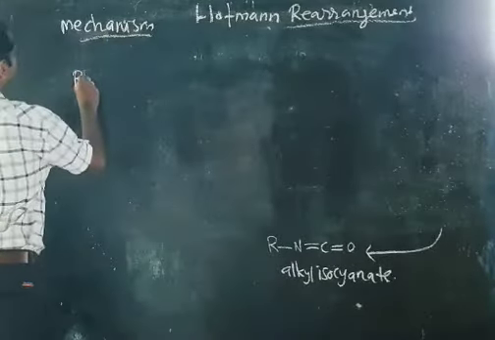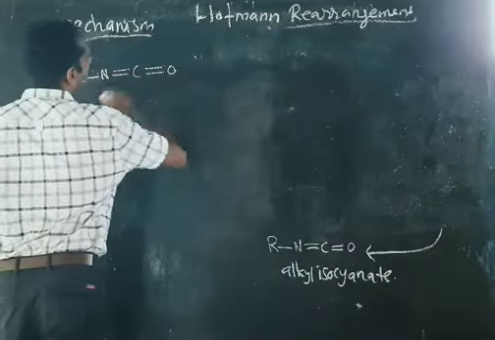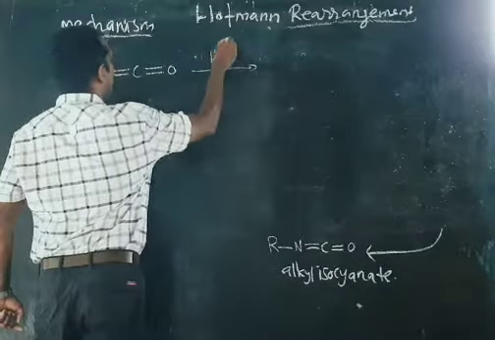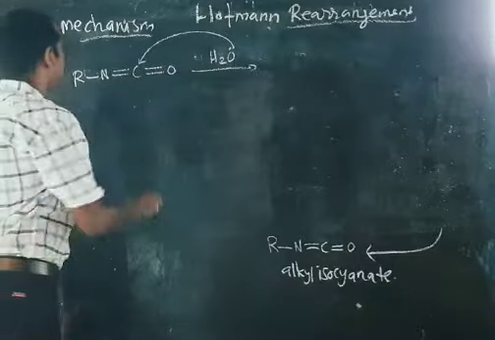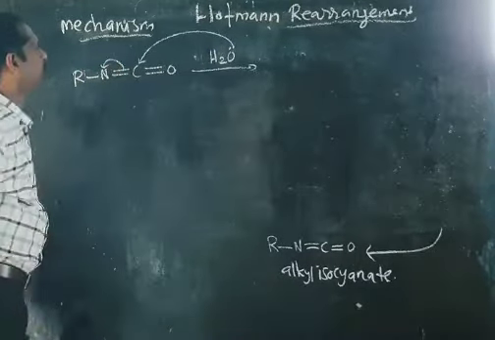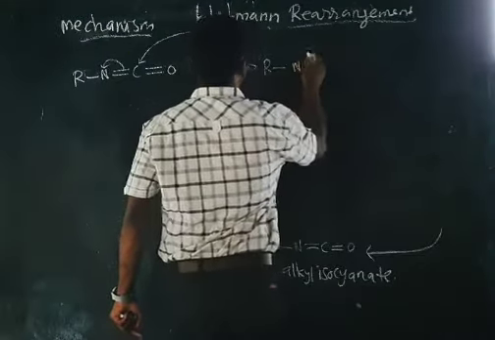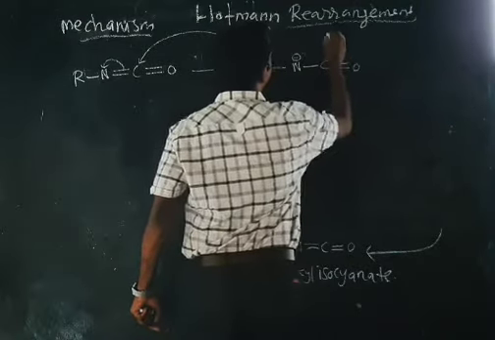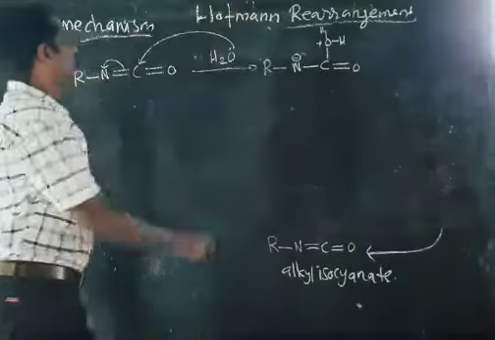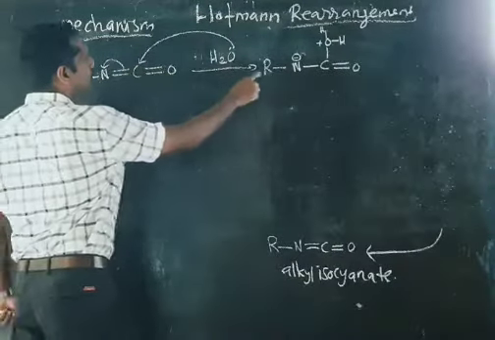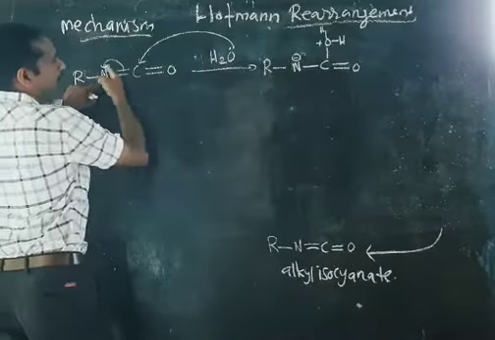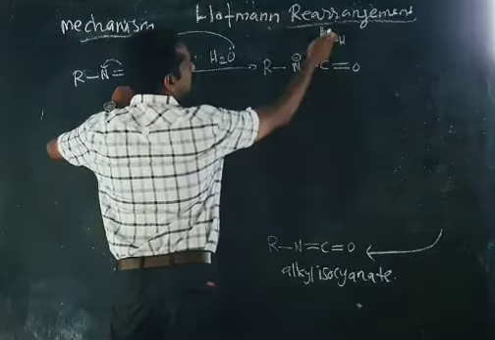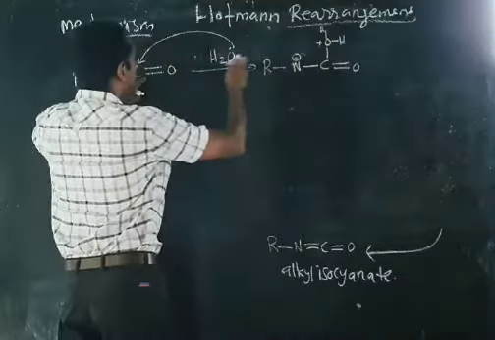Now alkyl isocyanate, RN double bond C double bond O, when treated with water: the lone pair of oxygen attacks this partially positive carbon, then this bond shifts to nitrogen. So you get RN with a minus charge, and C double bond O, with OH2 attached, written as OH2 with a positive charge.